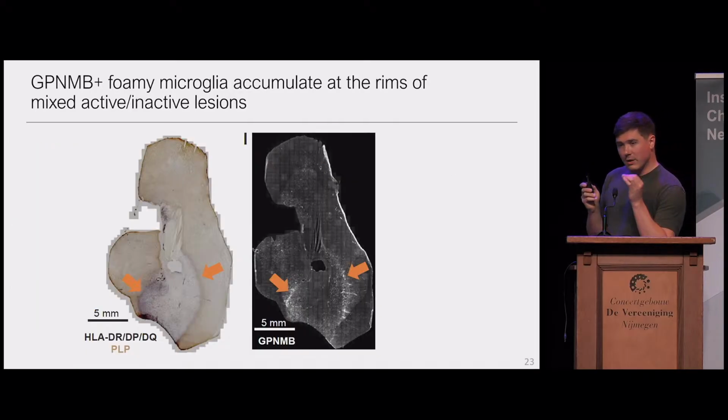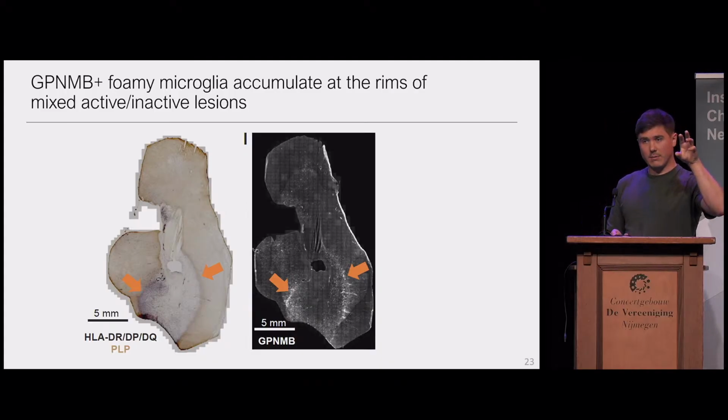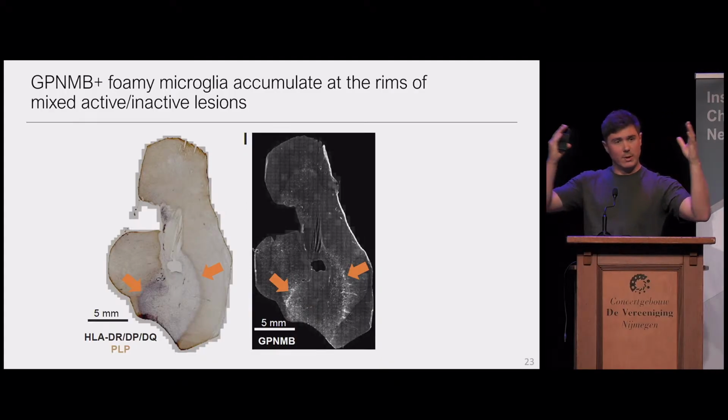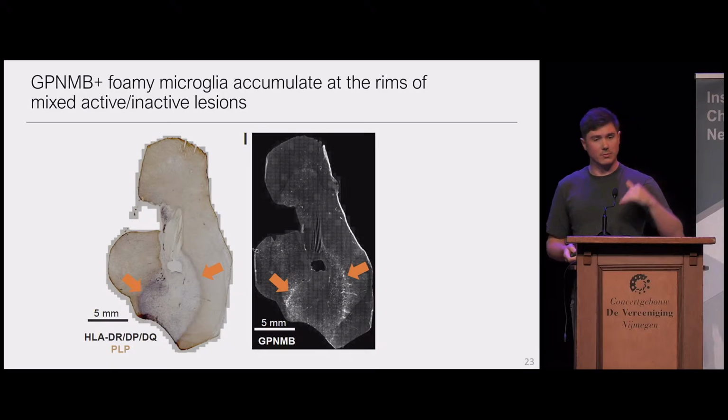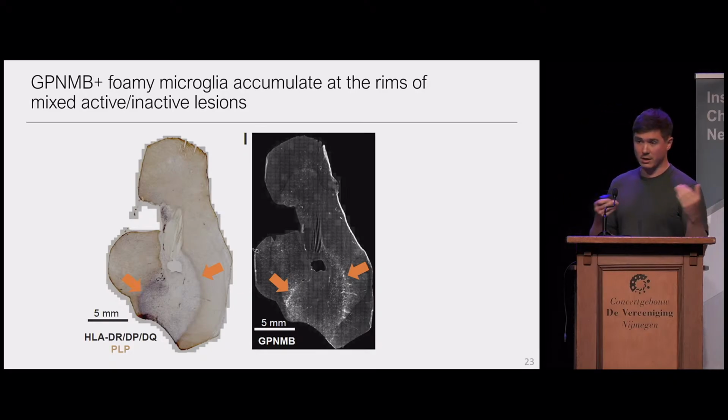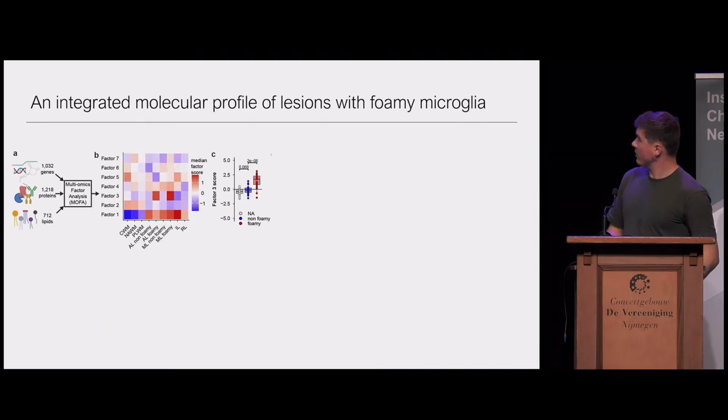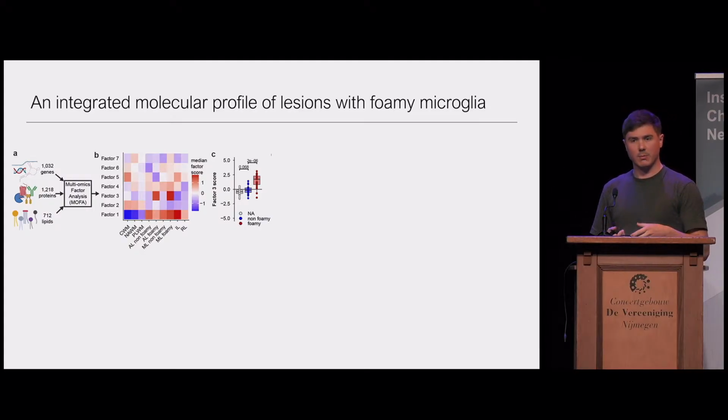And also they really localize to the lesion rims. So Bart already showed you that these lesions have an inactive core, and then from the rims they expand, and these GPNMB positive microglia really accumulate at the rims of those lesions, suggesting that they're involved in the expansion of these lesions.